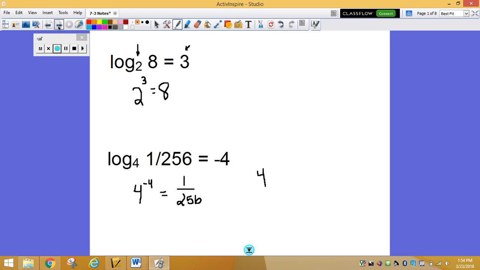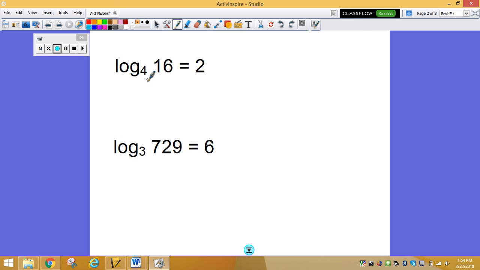Okay? Let's do a couple more of these just to make sure you really understand. Again, your base, your little number right here, becomes your whole number. So that's a 4. Whatever it equals is your exponent. And then the big number right here goes after the equal sign. Now, is that true? Does 4 squared equal 16? Yes, it does. Okay, so these are really easy to check to make sure you're doing them the right way.